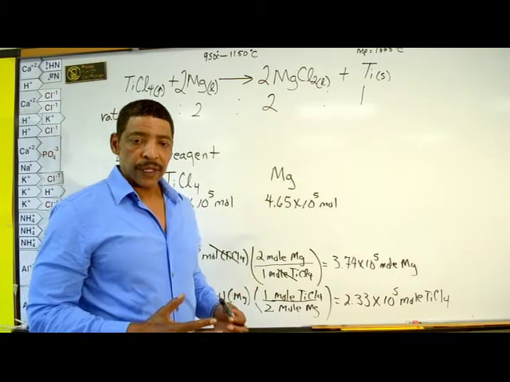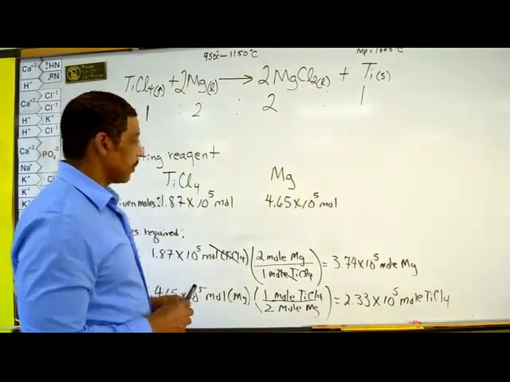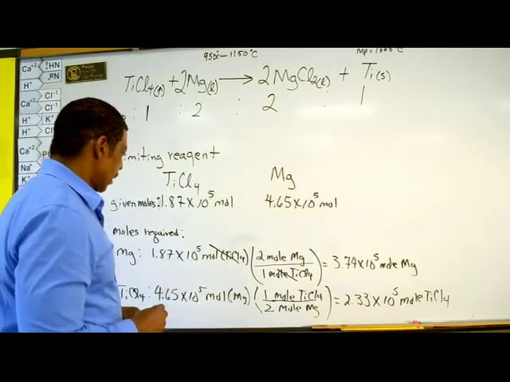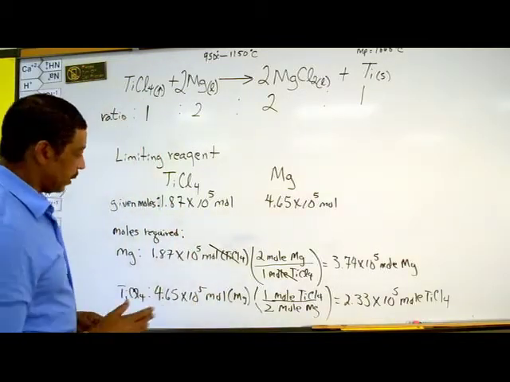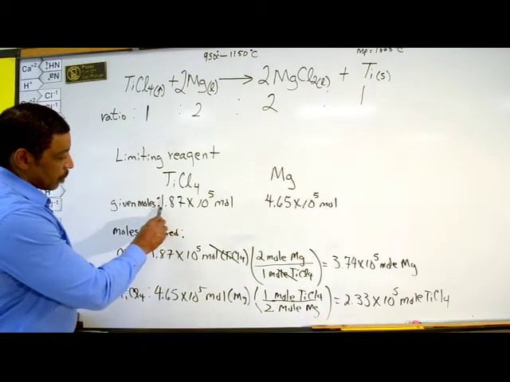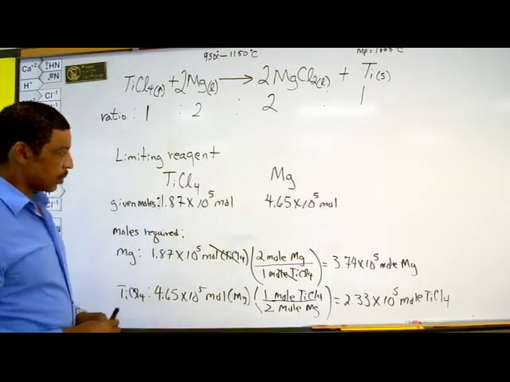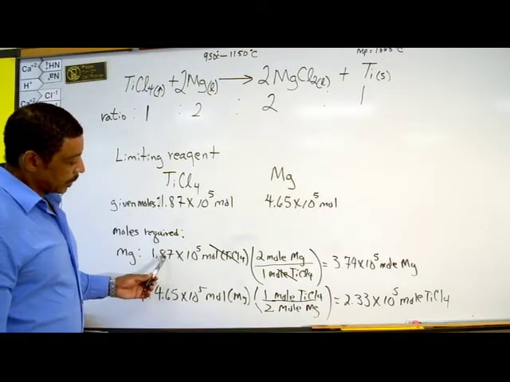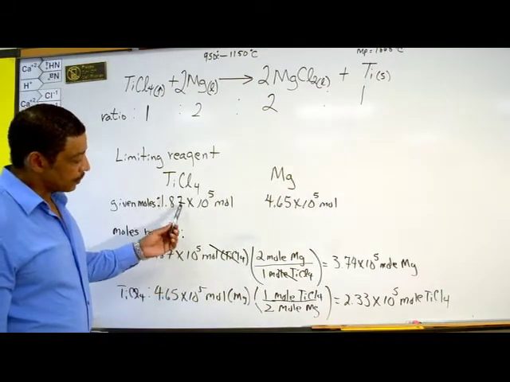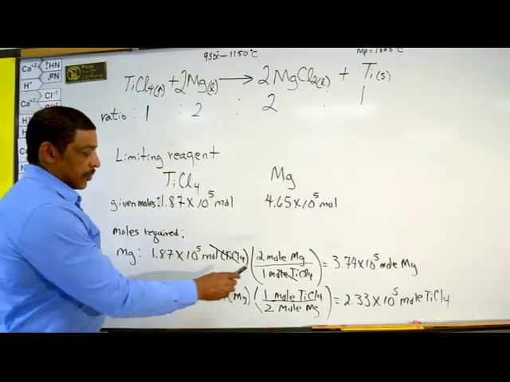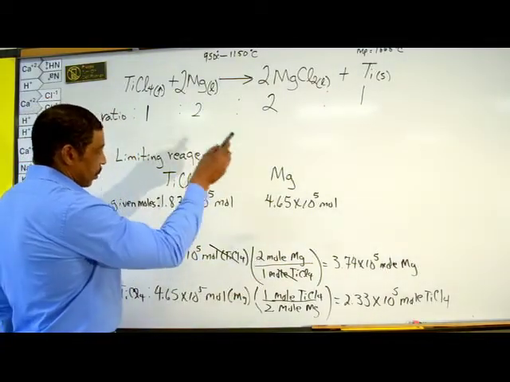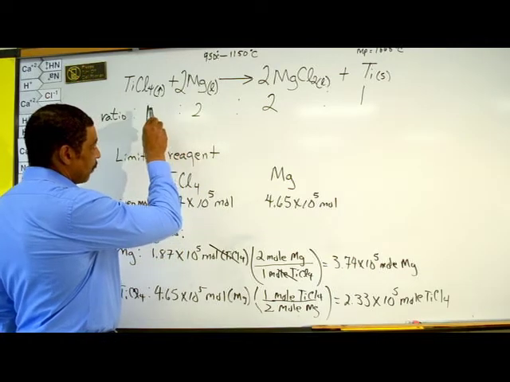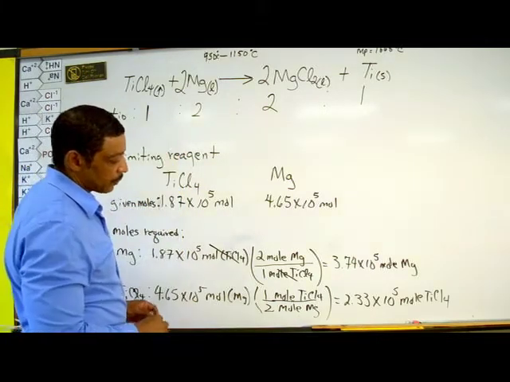However, do these mole values match the molar ratio? I think it's obvious that they do not. However, let's confirm this. Let's begin by determining the amount of magnesium required to consume the 1.87 times 10 to the 5 mole of TiCl4. To do so, we multiply 1.87 times 10 to the 5 mole times the fraction created from the molar ratio, where according to the molar ratio, 2 moles of magnesium are required for every 1 mole of TiCl4.